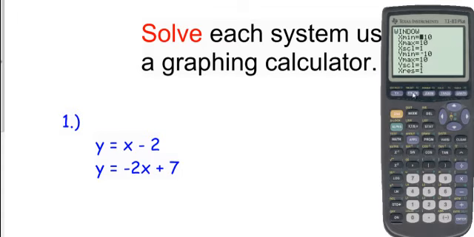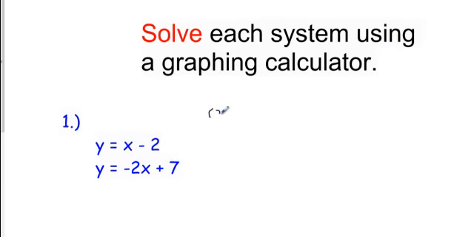You want to go to Window and check the scale in each direction. The X scale is 1 and the Y scale is 1. What that means is that every tick mark is worth 1. So I would guess that this is 1, 2, 3 over, 1 up. So my guess is the point 3, 1. Now, you should not be satisfied.